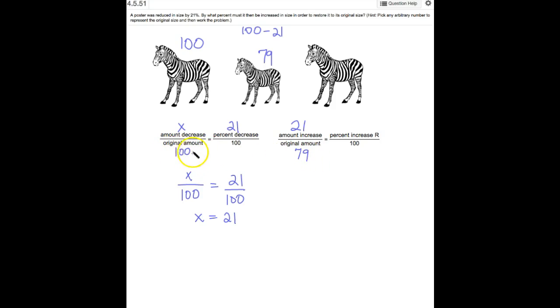Originally, our original amount was 100. Now it's not 100 anymore. It's 79 because we shrunk the picture down. So now we want to cross multiply. Oh, and I'll call this x. We don't know that percent increase. That's what we're looking for. So we have 21 times 100 equals 79x, which would give us 2100 equals 79x. And then we want to divide by 79.